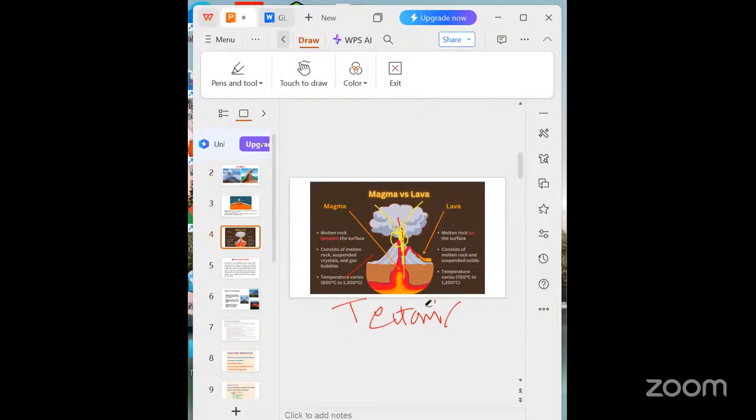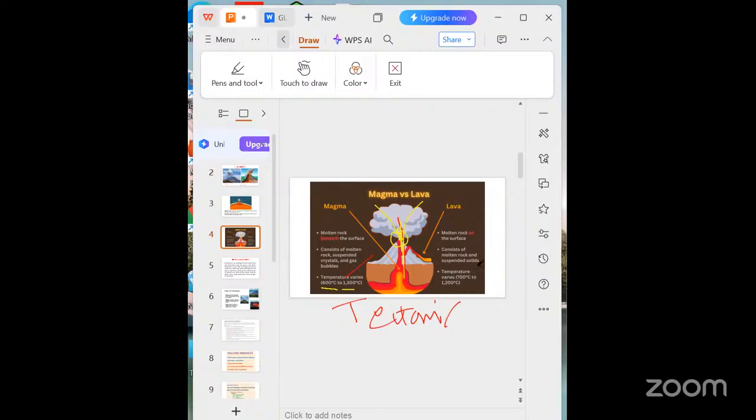Magma is not necessarily hotter than lava. The magma's temperature ranges, you see here, from 600 to 1300 degrees Celsius, depending on its composition and depth. The hotter the magma, the more fluid it is. And for lava, upon reaching the surface, the lava starts to cool and solidify, right?